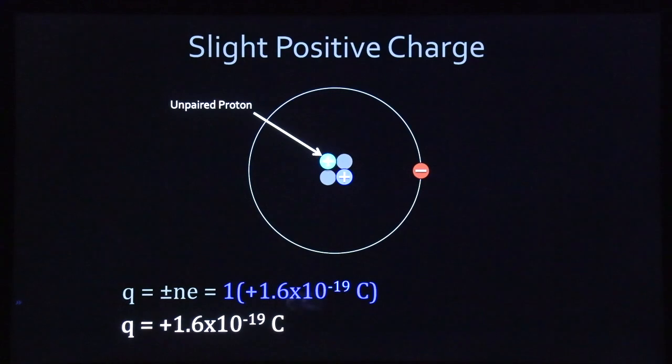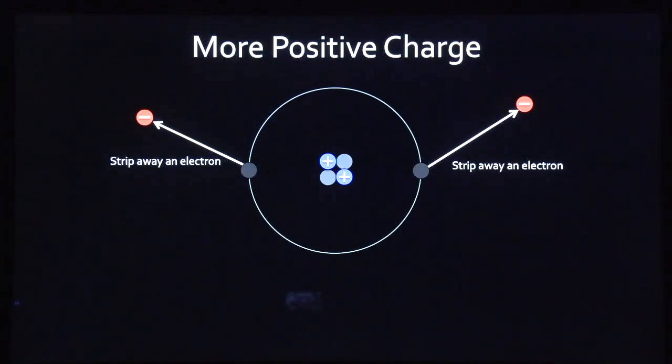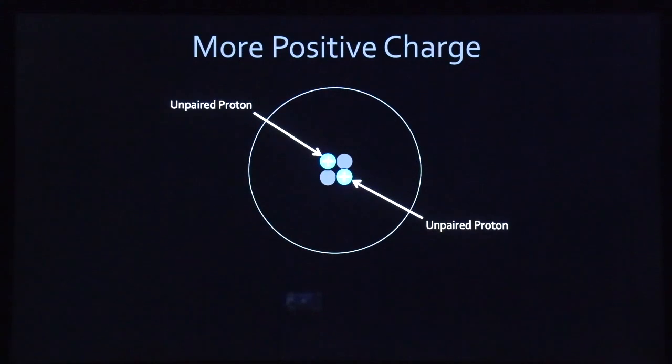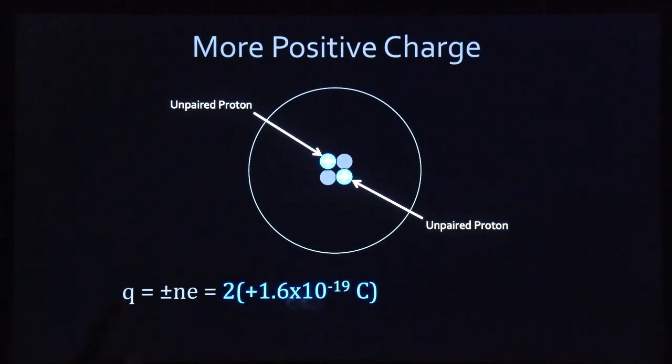What if I want to get even more positive? Well, then what I can do is strip even more electrons away. Again, I cannot add protons. So I strip 2 electrons away. Now I'm missing an electron here, missing an electron here. And what that means is there are 2 protons without partners that are unbalanced. So the charge on this object now, using that same formula, is 2 excess unpartnered protons, each with plus 1.6 times 10 to the minus 19 charge. Punch that on a calculator, and you get the charge of positive 3.2 times 10 to the minus 19th.